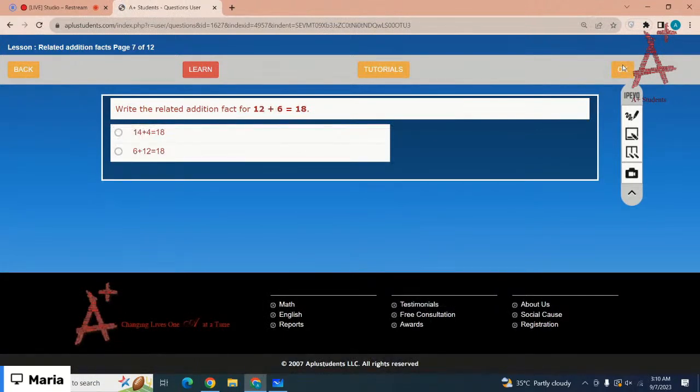Write the related addition fact for 12 plus 6 equals 18. So which is the correct option? Option 1 or option 2? That would be option number 2, right? They have same numbers, 6 plus 12 equals 18. So option number 2 is the correct option.